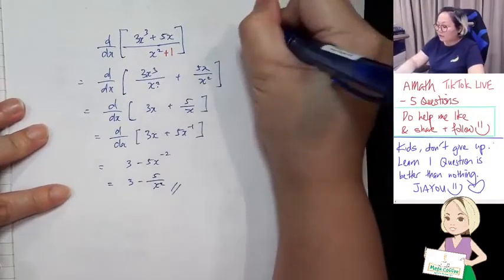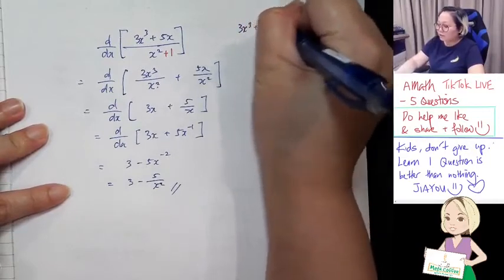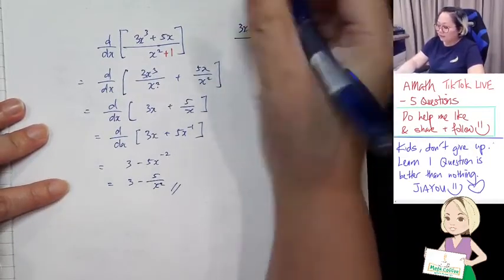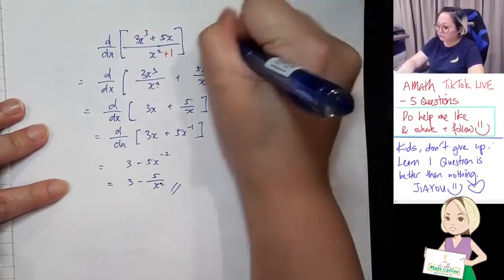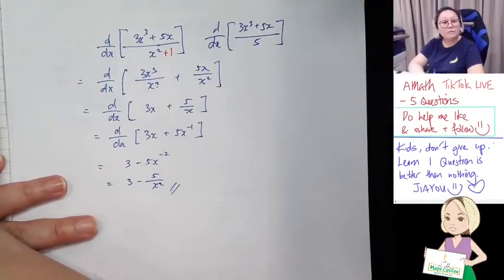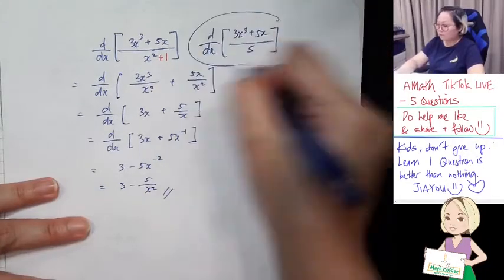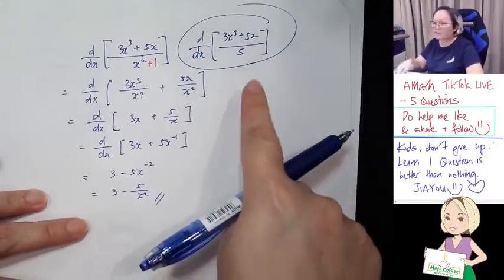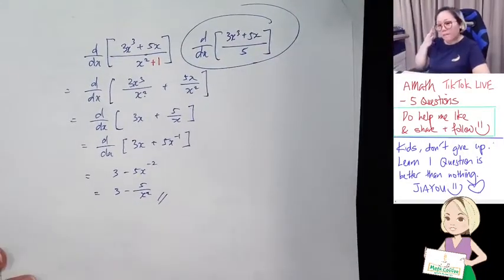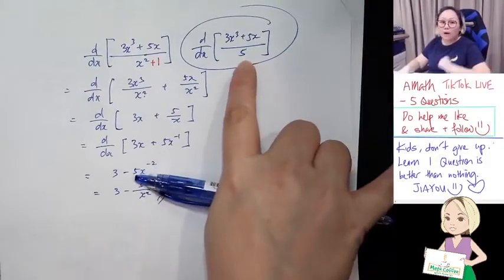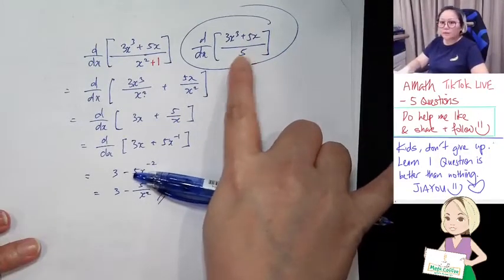And sometimes you'll be surprised, sometimes the questions is, let's say for example, like that. Okay? This one. Students see fraction already, quotient rule. But your denominator doesn't have x at all. So you shouldn't apply quotient rule. Agree?